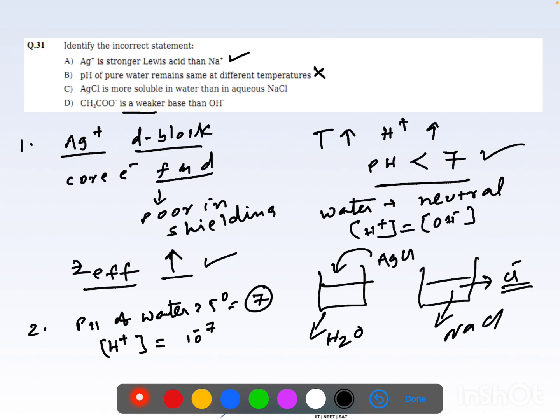CH3COO minus is a weaker base than OH minus. It is also correct because CH3COO minus is stabilized due to resonance, so it is less basic. So the correct option is B.